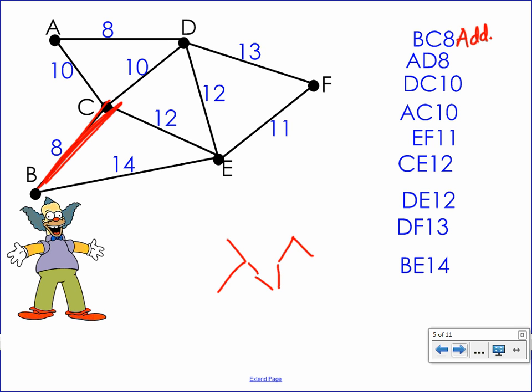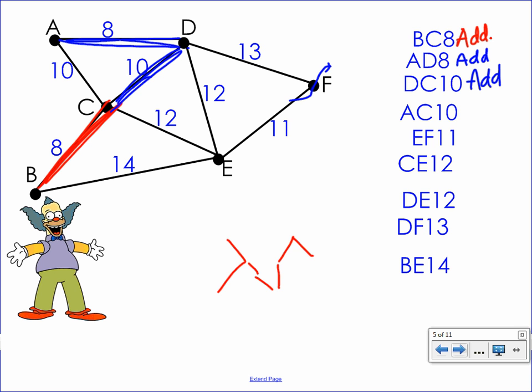So we add BC. Can we add AD, or would that make a cycle? We can add AD. I'll write add here. Right, shall we add DC? We can. That doesn't make a cycle.